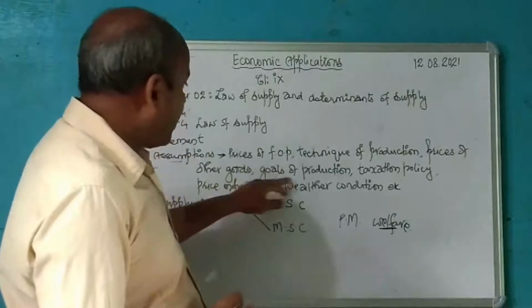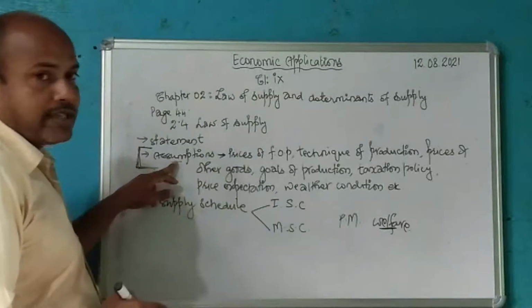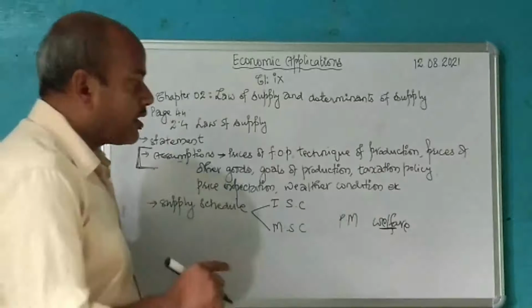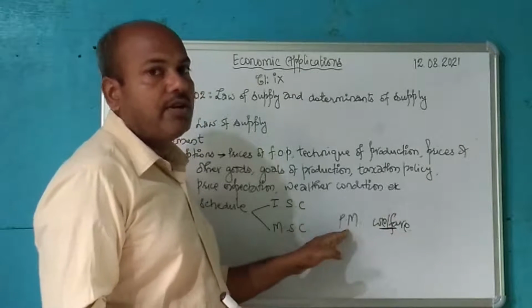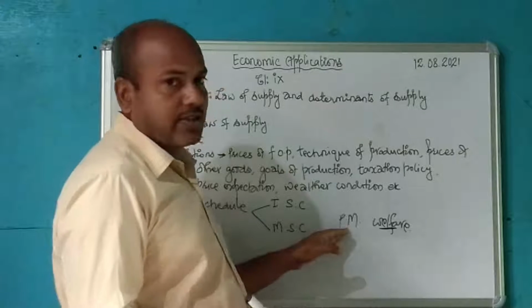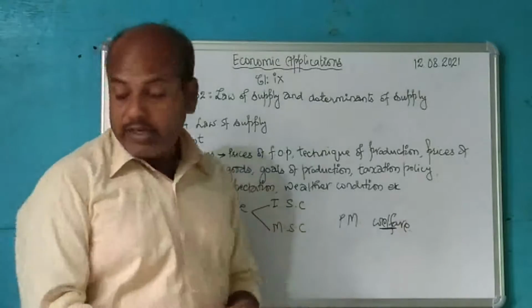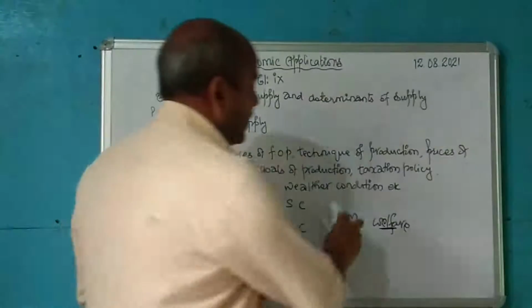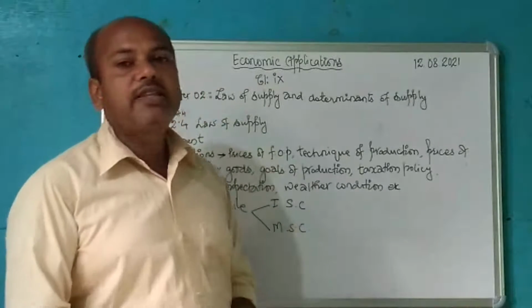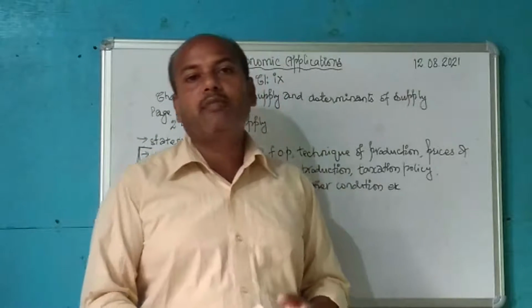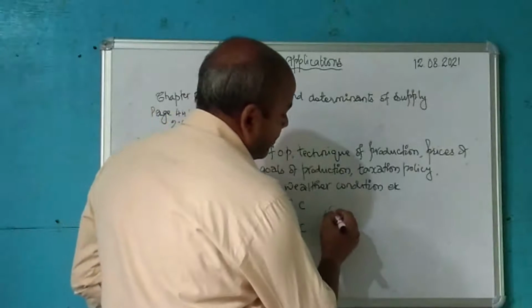So the goal of production is also an important factor that plays a role as an assumption, and it should not change. From profit maximization, you should not move on to welfare, or from welfare to profit maximization, as long as the law of supply is under operation. Next is the taxation policy. Taxation policy should also not change, because it changes the price of the commodity and hence the profit margin, and it will affect the supply.